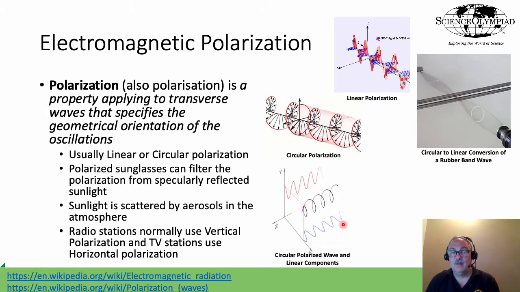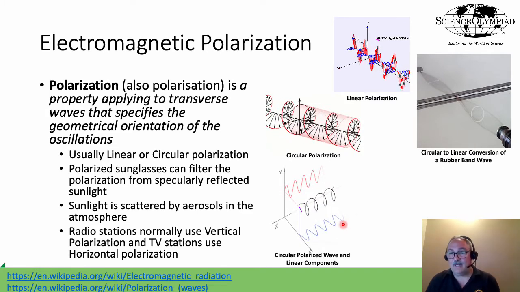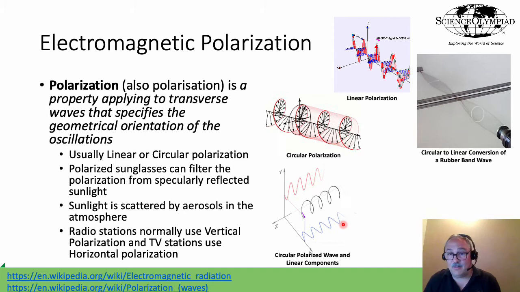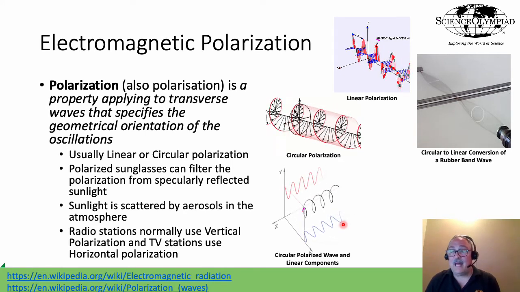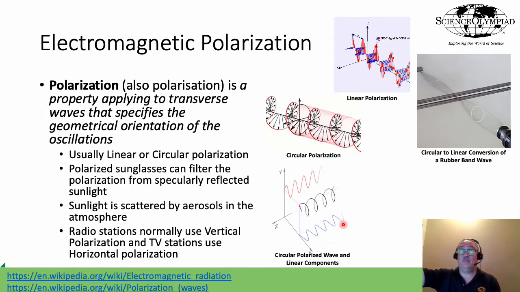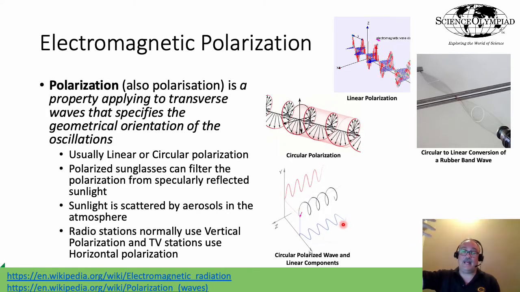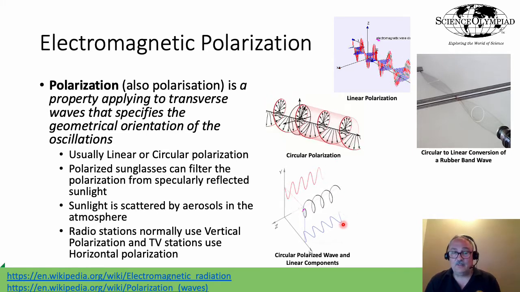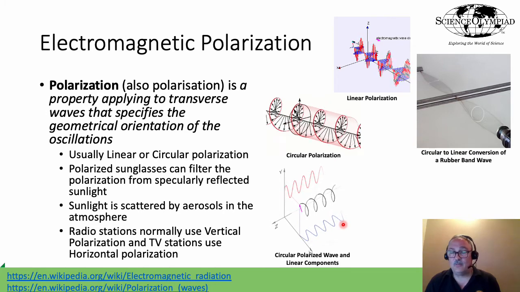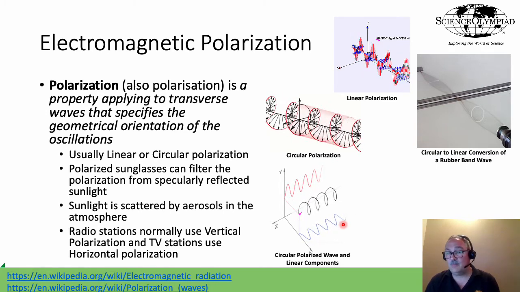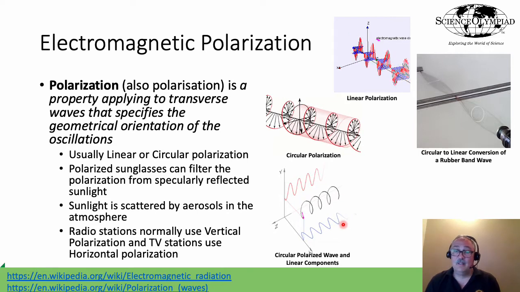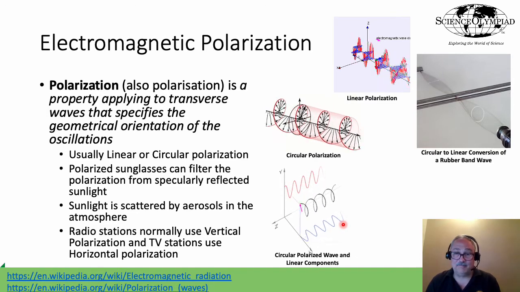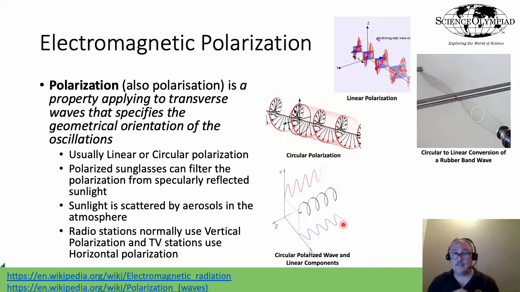One of the things that really helps in that is that sunlight is actually scattered as it goes through the atmosphere by all the aerosols in our atmosphere, by the ozone layer and such. So what that means is that you can see the blue sky without getting blasted, if you will, by the sun itself. Radio stations normally use vertical polarization, and TV stations normally use horizontal polarization. This can even in some cases allow you to use the same frequency without interfering with each other, because you can orient your antennas differently.